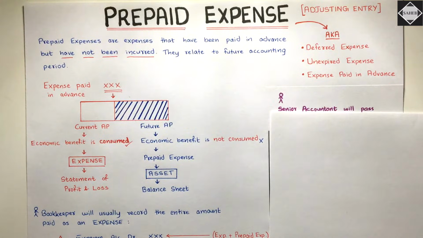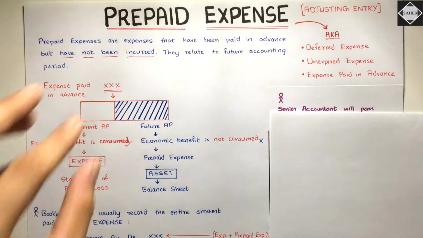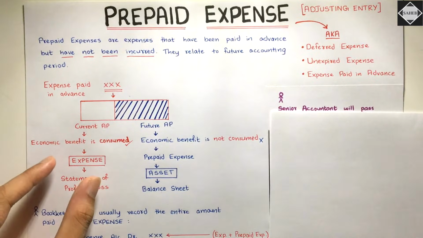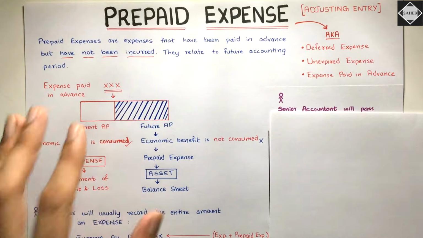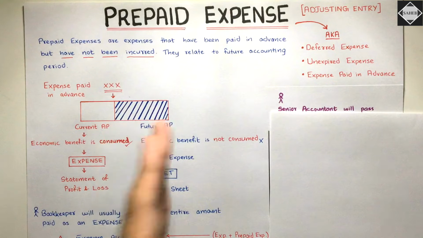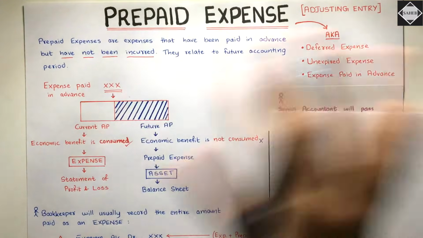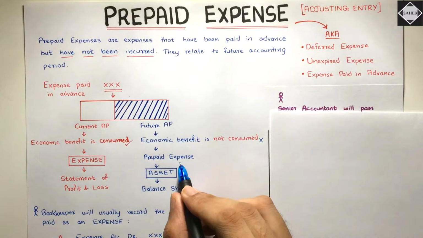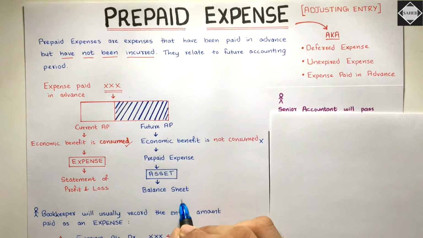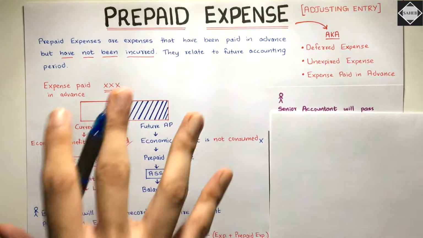Is that clear? This is what should happen. Whatever amount of money is paid in advance, right? It has to be bifurcated properly. Whatever relates to the current accounting period will become expense, because at the end of the accounting period we will consume that much. But the remaining, which relates to future accounting periods, which we will not consume, will be called prepaid expense, and it has to go in the balance sheet as an asset.